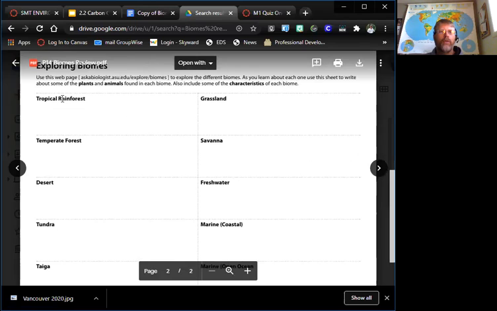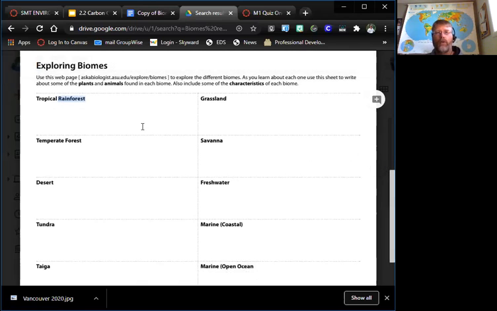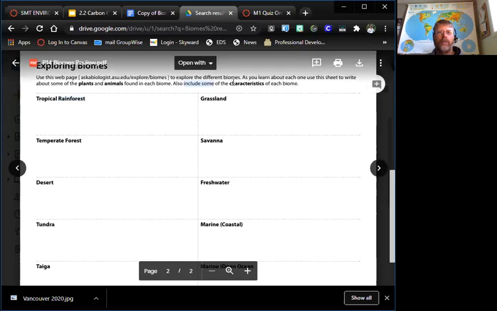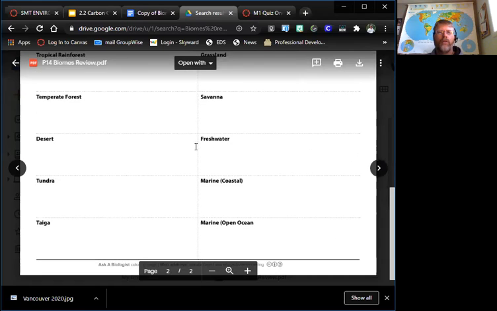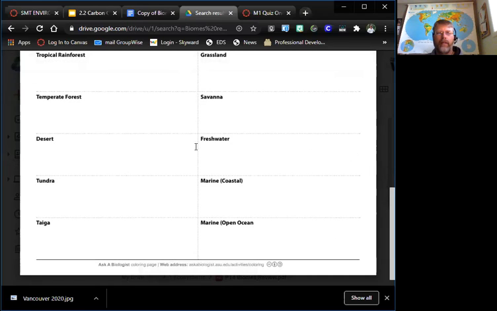I also suggest you do all of this on a piece of paper so that it is readily available for the quiz, because I will be asking you about some characteristics of each biome. Make sure you fill this out completely and neatly so that you can refer back to it during quiz time.